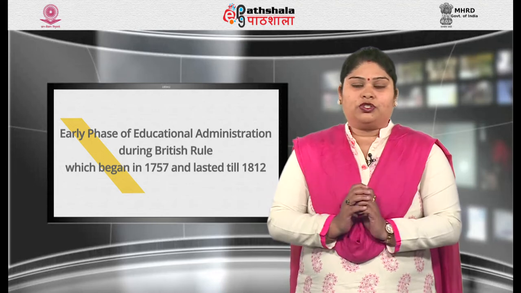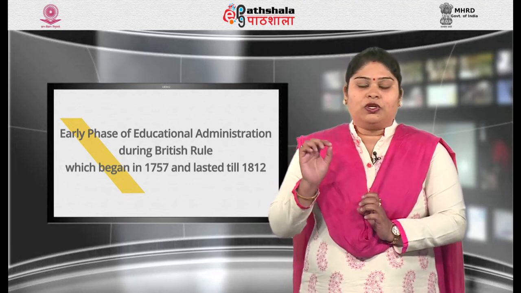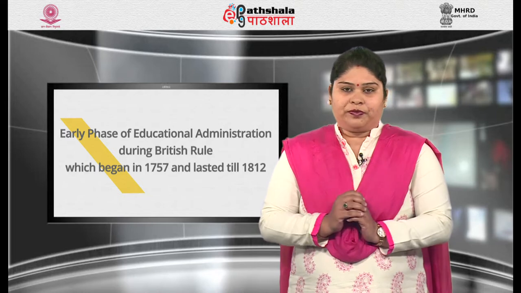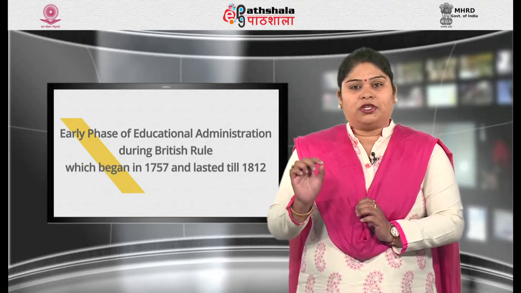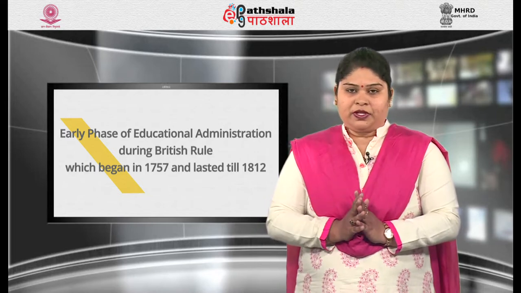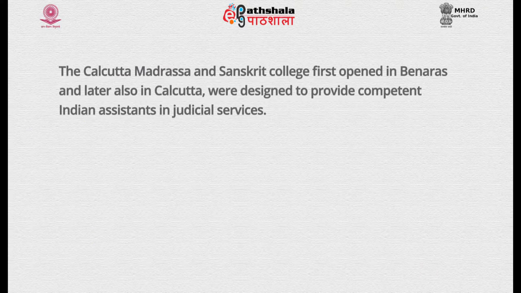Fort William College, opened in Calcutta soon after 1772, was meant to give education in Indian languages. The Calcutta Madrasa and Sanskrit College, first opened in Banaras and later also in Calcutta, were designed to provide competent Indian assistants in judicial services.